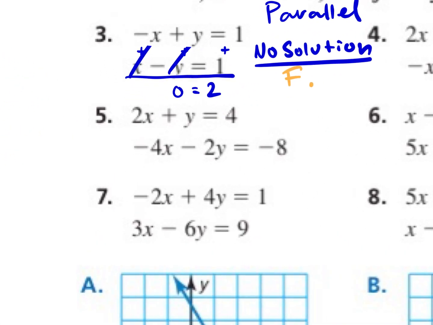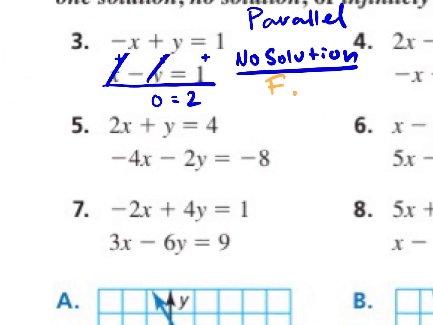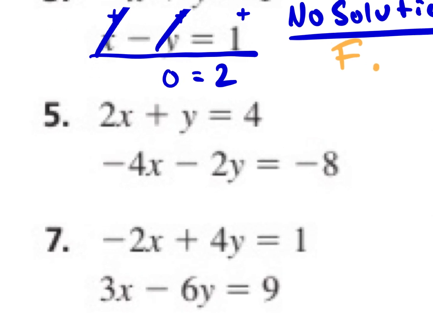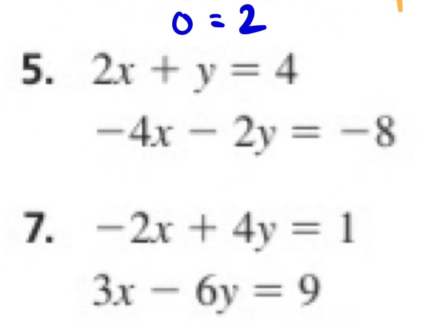All right, so let's take a look at number 5. Do you want to solve using substitution or elimination? Elimination, we can do that. Do I have a variable that's going to cancel off right away? No. What do I need to do to make one? Multiply by 2 on the top. Okay, I can multiply by 2 on the top. Which variable are we trying to cancel, x or y?